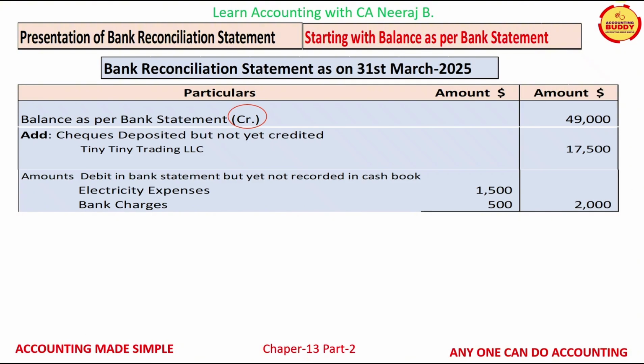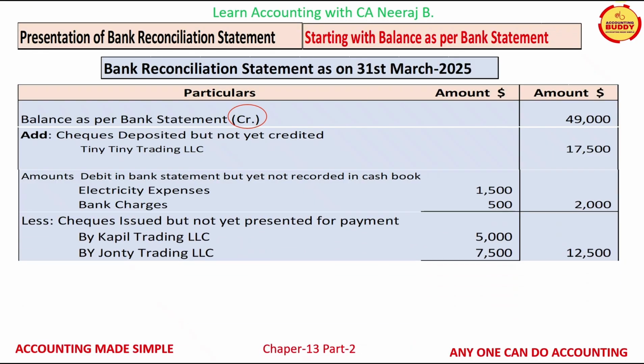Second step is to consider unmatched transactions which will be deducted from the bank statement balance. Always remember, when you are starting with the bank statement balance, transactions which are only recorded in the cash book and have resulted into decrease in the cash balance will be deducted from the bank statement balance. Checks issued but not presented for payment fall under this category. Therefore, $5,000 and $7,500 will be deducted from the bank statement balance.